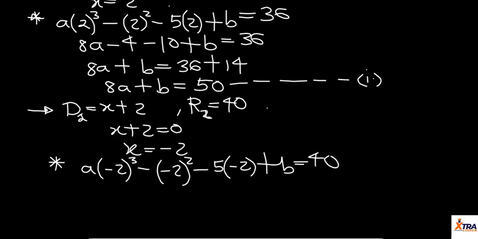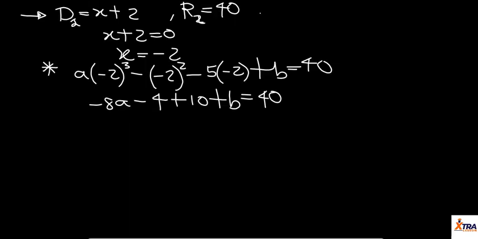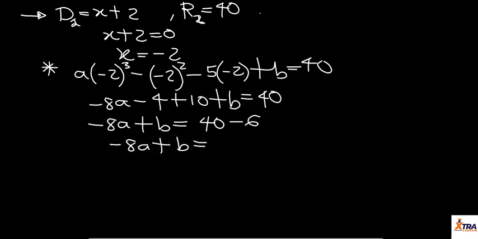So here I'll have minus 8a minus 4 plus 10 plus b equals 40. Moving forward, we have minus 8a plus b equals 40 minus 6, as we realize that 10 minus 4 here will give us 6. When you take it to the other side, it gives us 40 minus 6. So this will become minus 8a plus b equals 34.